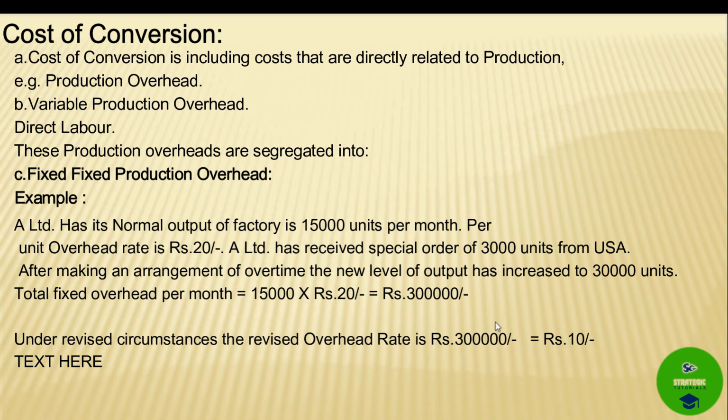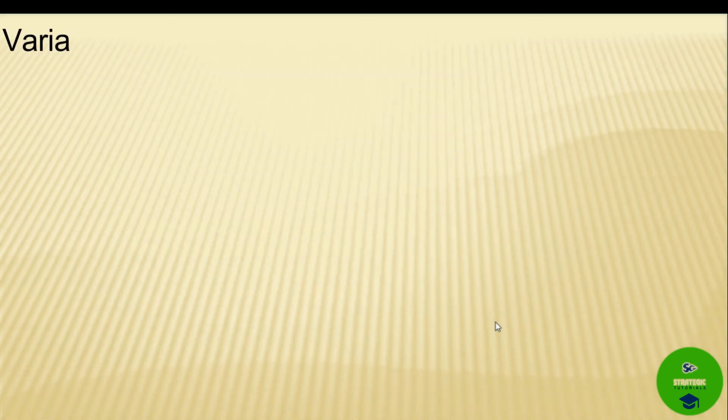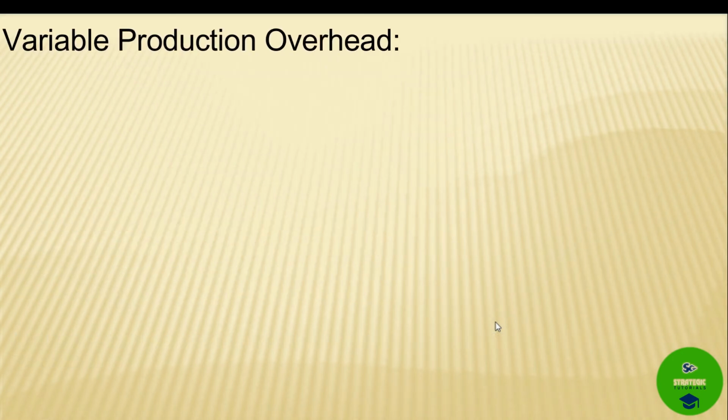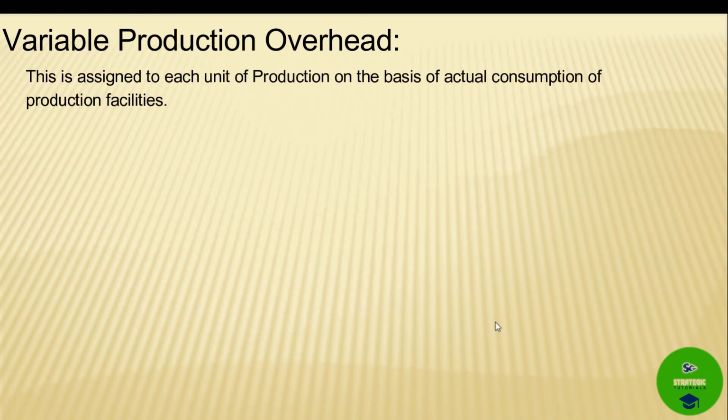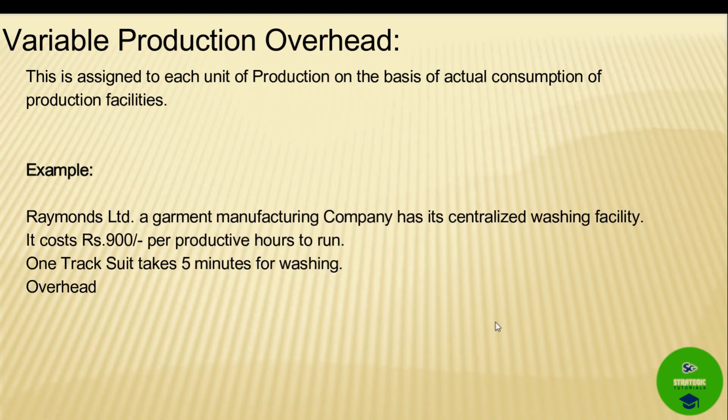Total fixed overhead per month is 15,000 into 20 rupees, that is 3 lakhs. Under revised circumstances, the revised overhead rate should be 3 lakhs divided by 30,000, so rupees 10 per unit of overhead. Now I am coming to the variable production overheads. This is assigned to each unit of production on the basis of actual consumption of production facilities.